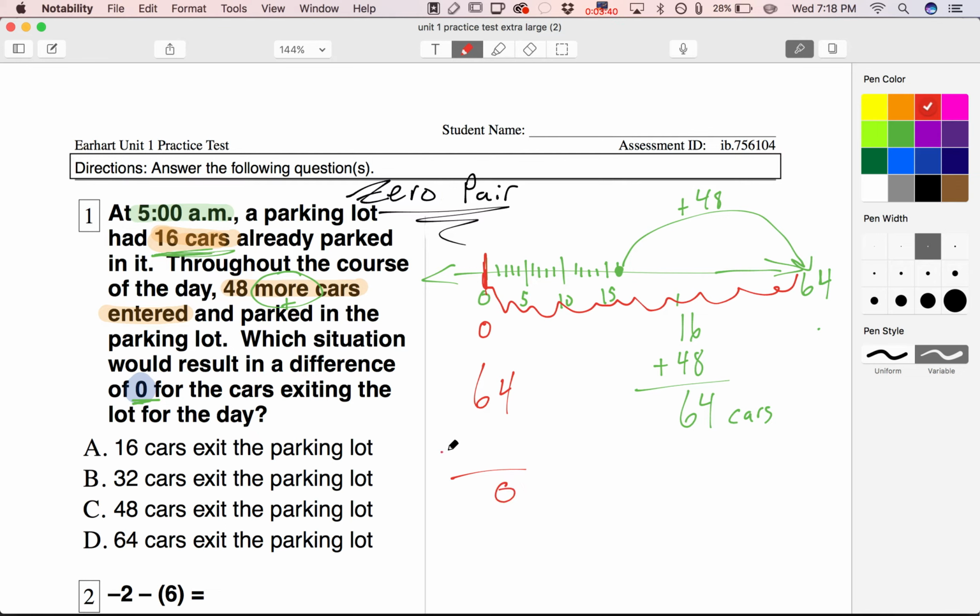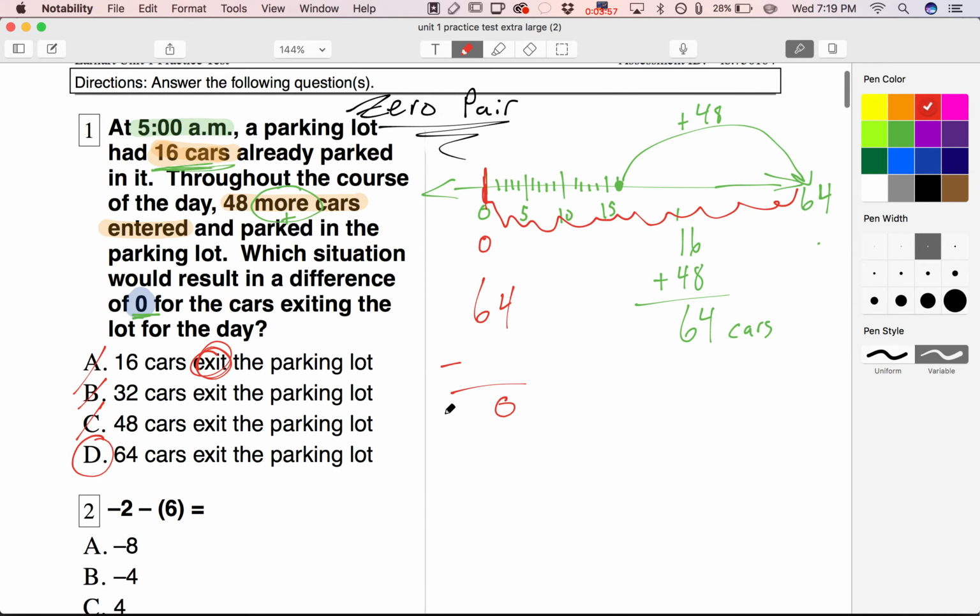Do I subtract 16? Because when I go to the left, I know I'm subtracting. So "exit" is how I know I'm subtracting. So how many cars need to exit? Not 16, not 32, not 48. They're all too small. So it must be D, 64 cars exit the parking lot.